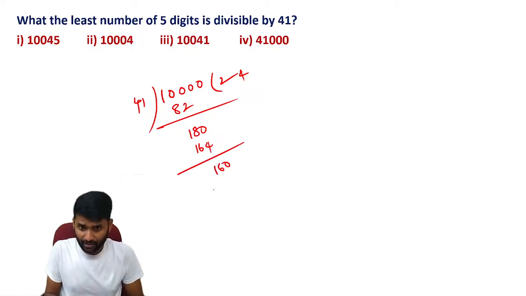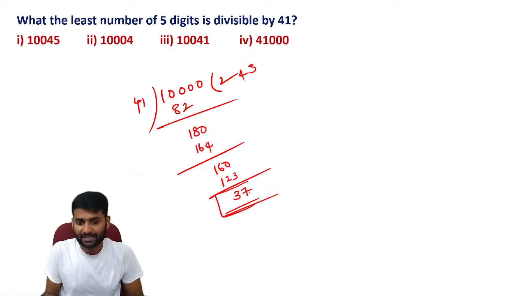Again it's a difference of 16. So 16. Again 41 into 3. So 41 into 3 is exactly equal to 123. If it is 123, it is a difference of 37. Guys, it means it leaves remainder 37, so 10,000 is not at all divisible by 41.